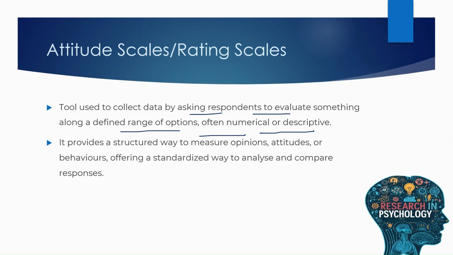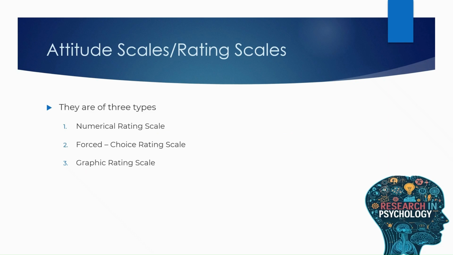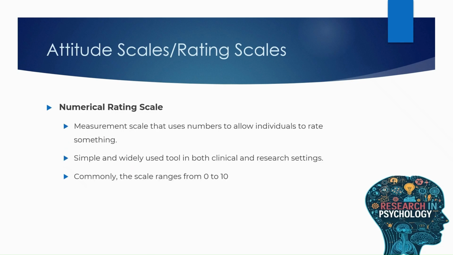So it provides a structured way to measure opinions, attitudes or behaviors, offering a standardized way to analyze and compare responses, all right? And they are of 3 types. They can be numerical rating scale, forced choice rating scale, or graphic rating scale. Let's look at the first one, which is the numerical rating scale.